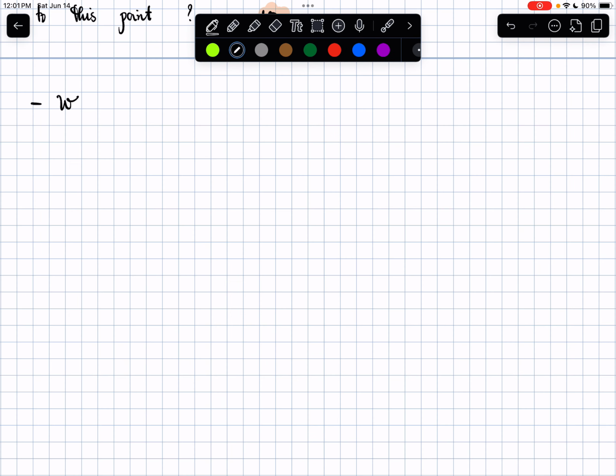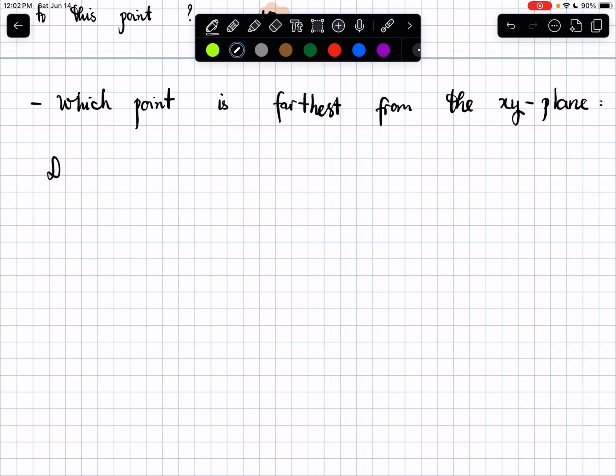Which point is farthest from the XY plane? So similarly, we compute the distance of the 3 points to the XY plane. The distance from A to the XY plane is the absolute value of the z coordinate, right?